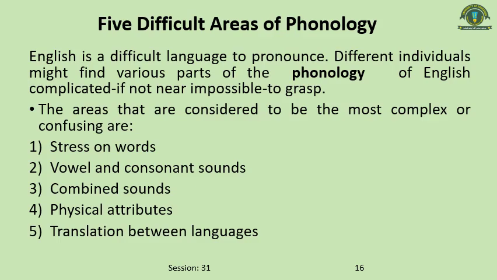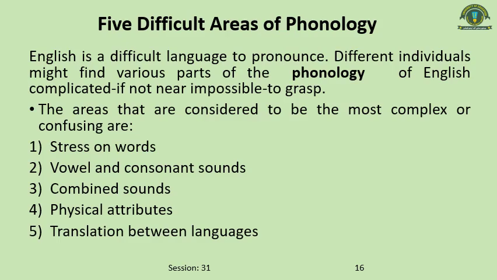So these are the five areas, right? And what are these areas? Sometimes they are known as confusing, sometimes they are known as complex. Now, why are they confusing, why are they complex? First of all, we must know what these are.